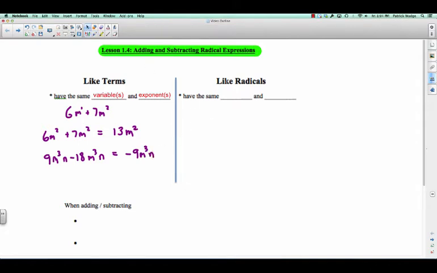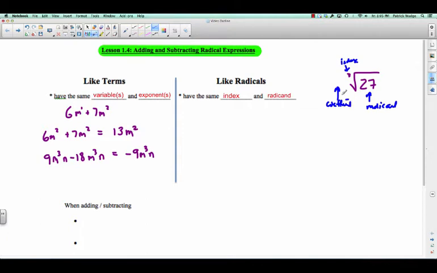Okay, very similar to that is with radicals. You need to have the same index and the same radicand. Now, do you remember those? We've talked about this just a little while ago. If you had something like the cube root of 27, let's say, then the index is the small number here, and the radicand is the number under the radical. There can also be a coefficient out front here, right? A number you multiply it by is called the coefficient, and that could be any number you want. I'll put a 5 up there. That means 5 times the cube root of 27.